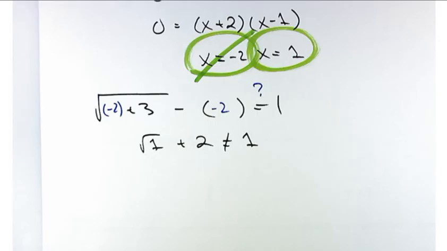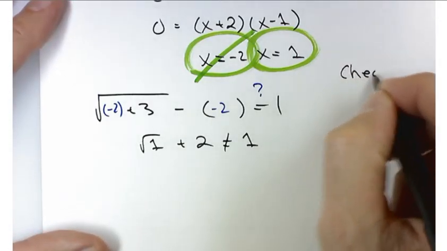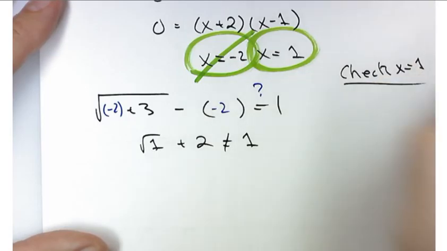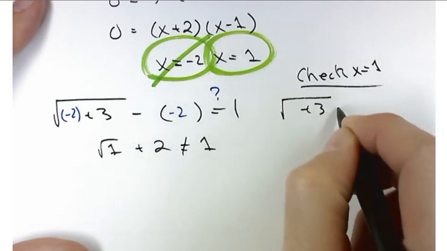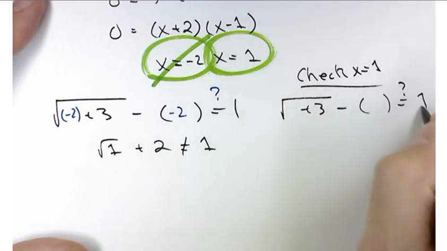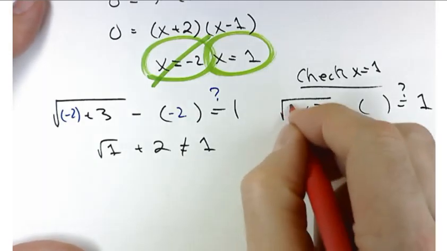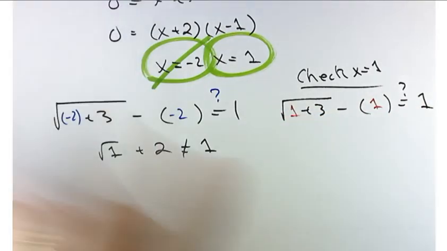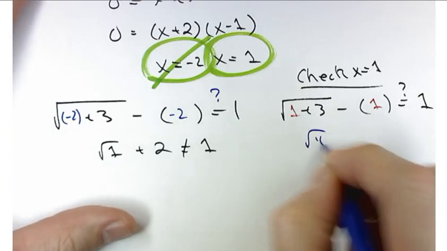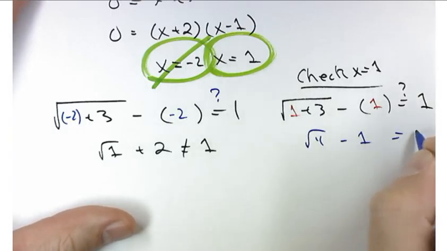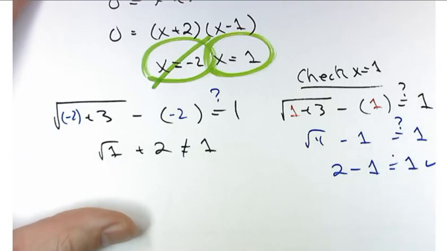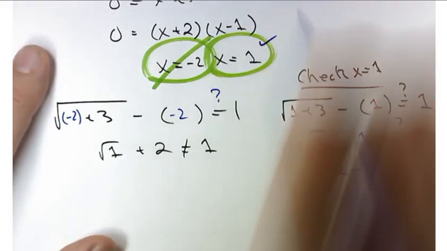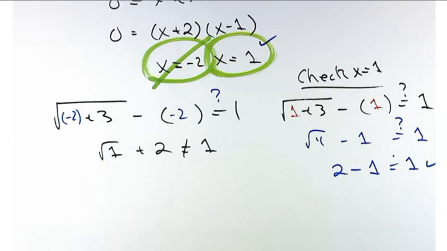Let's take a look at the other one. So let's check x equals 1. Well, let's see what happens. 1 plus 3 is 4. Square root of 4 is 2. 2 minus 1 is 1. So x equals 1 actually checks, whereas x equals -2 didn't check.